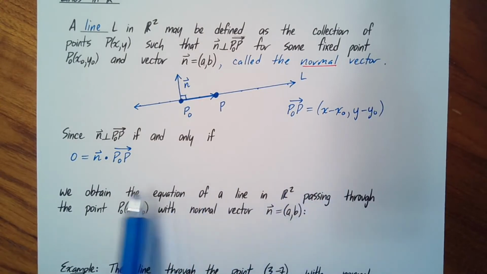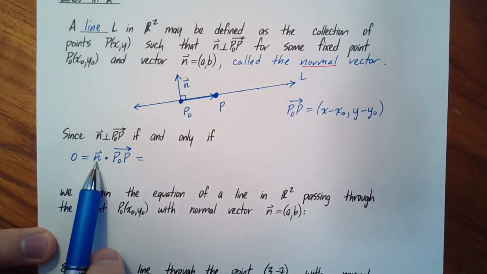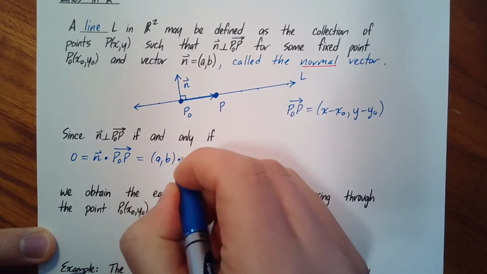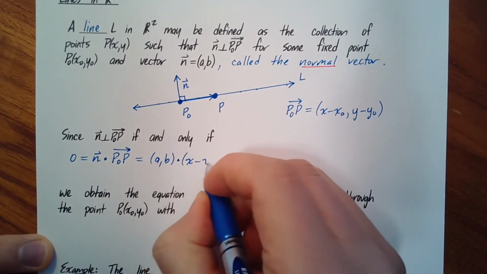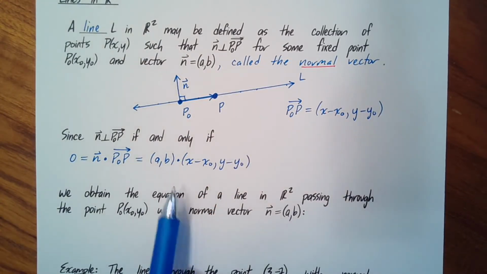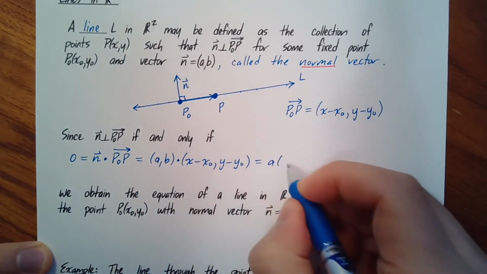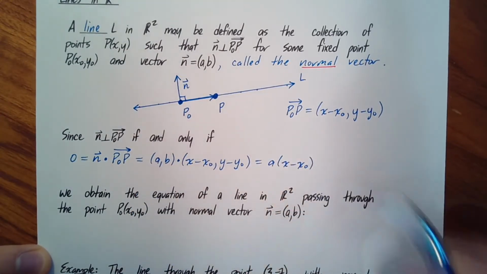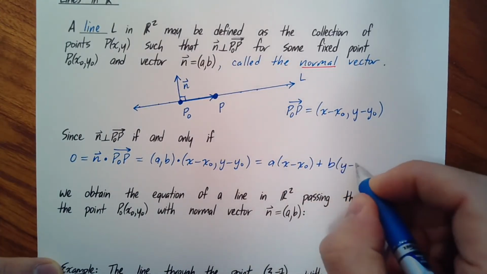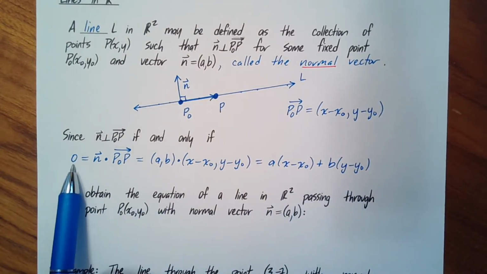Okay, so that's this vector here. Well, now we have coordinates, so we can write out the dot product. So the vector n, let's write it this way, AB dot product with the vector x minus x naught, y minus y naught. And then if we actually work this dot product out, multiply the first coordinates, you're going to get a times x minus x naught plus b times y minus y naught. Okay, and this is supposed to equal 0.